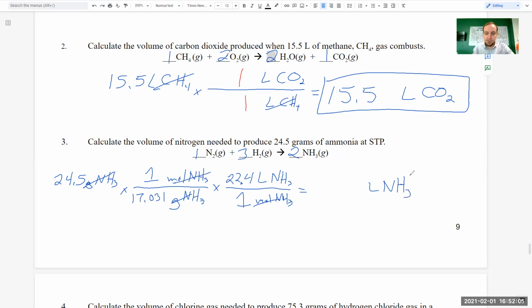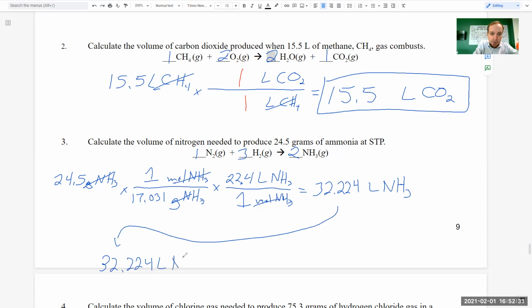And we'll finally be able to do the conversion into volume of nitrogen. So 24.5 times 1 times 22.4 divided by 17.031 divided by 1. My volume of ammonia is 32.224. Okay, then I'm going to take that number, 32.224 liters of ammonia, and convert out of liters of ammonia.